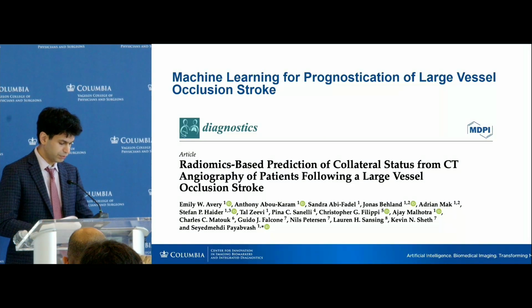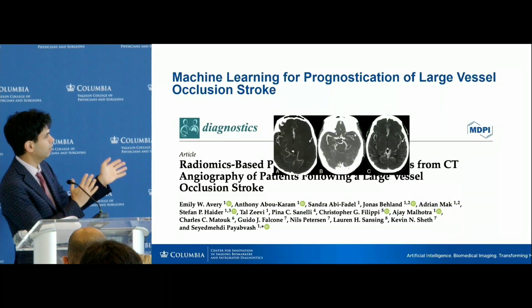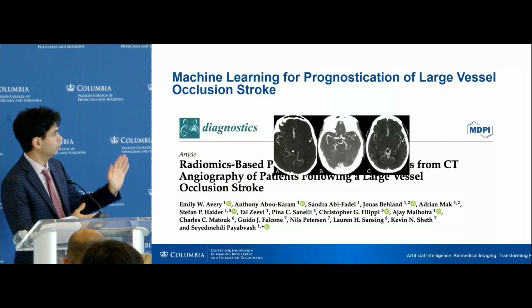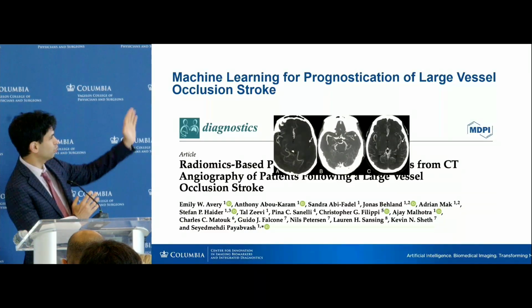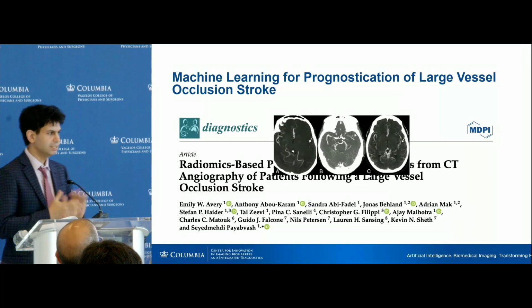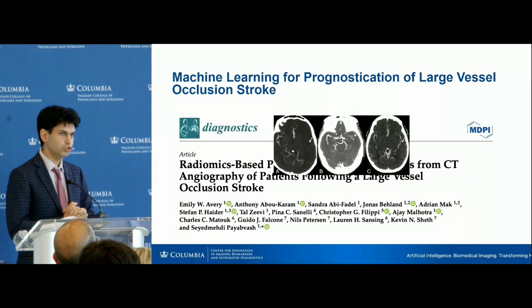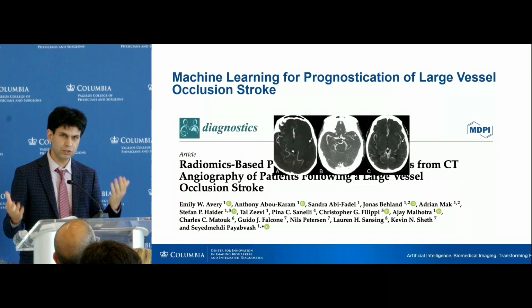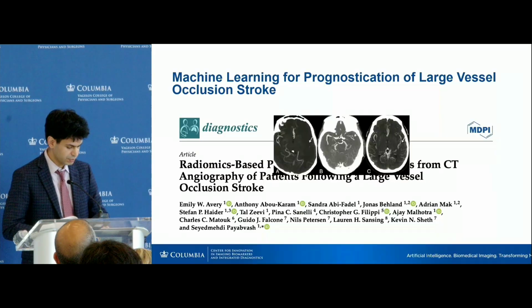We use this to, for example, predict the collateral status. If you look at these, you can see how the image on A is a little bit darker on one side, whereas on C, it's kind of symmetric. This is the collateral status. This is something that is helpful for clinicians in terms of prognostication, like what are the reserves of the patient who has a large vessel occlusion.